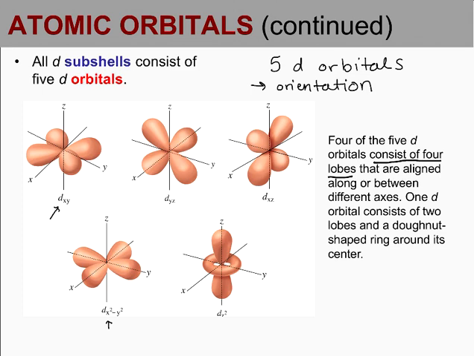The last d orbital looks really strange. It kind of looks like a p orbital with a little donut around it. And again, all of these shapes come from computer modeling. So it's not something that you would be able to determine on a piece of paper, for instance.